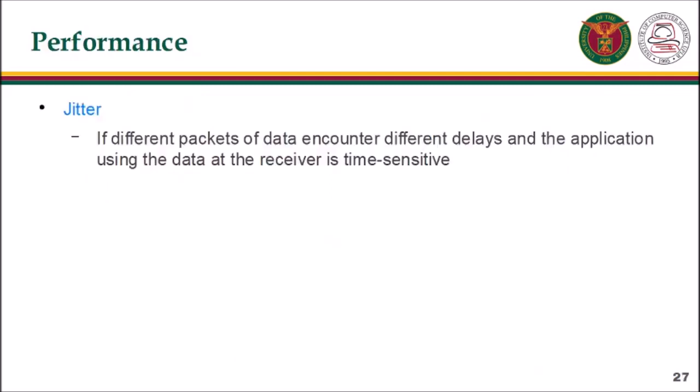We can roughly say that jitter is a problem if different packets of data encounter different delays and the application using the data at the receiver side is time sensitive. If the delay for the first packet is 20 microseconds, the second packet is 45 microseconds, and the third packet is 40 microseconds, then the real-time application that uses the packets endures jitter.